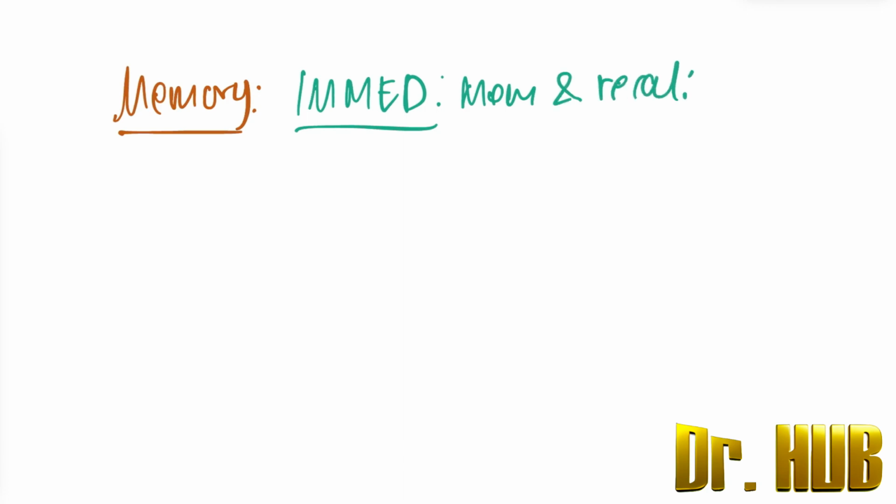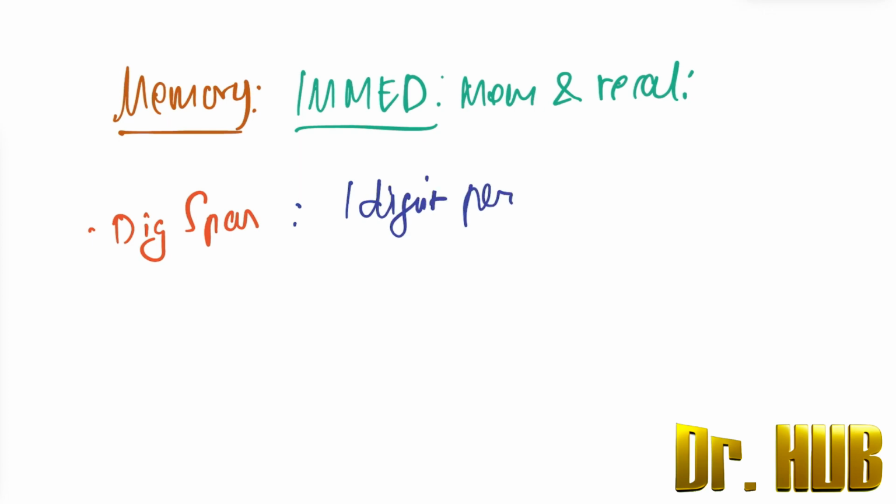They are usually tested by the digit span or digit repetition test. What is meant by the digit span? In the digit span test, the digits are spelled out at a rate of one digit per second. It is of two types: digit forward and digit backward. First is the digit forward.